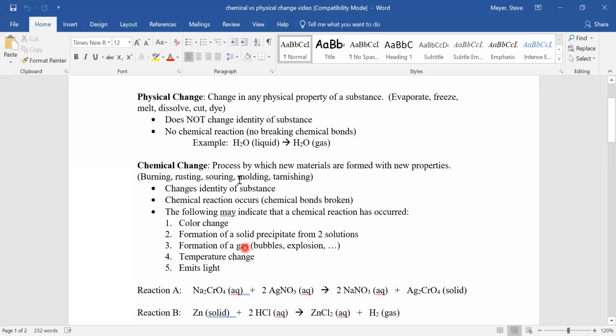Formation of a gas. Again, if I boil water, it bubbles. That's a phase change right here, but it's not the creation of a new gas. So yes, these are good indicators of a chemical change, but you have to explore deeper. And again, when old bonds break, new bonds form, that's chemical change. When you don't have the breaking of bonds, then that is a physical change.